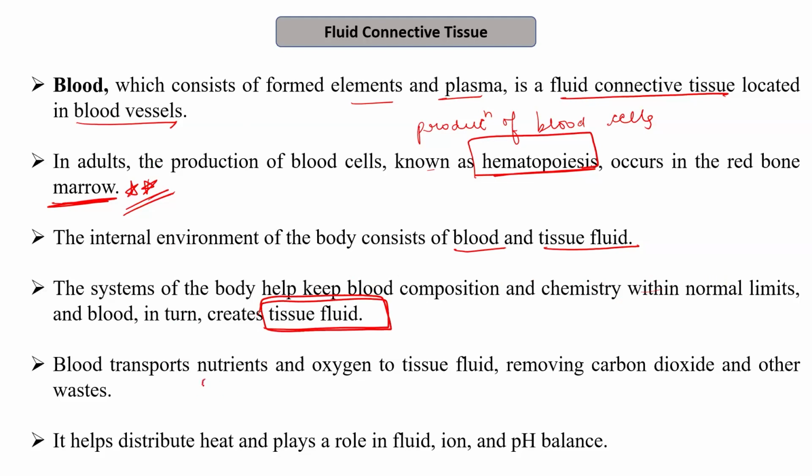What is the function of blood? Blood transports nutrients and oxygen to tissue fluid, removing carbon dioxide and other waste. It helps distribute heat and plays a role in fluid, ion, and pH balance. So its main function is maintenance. It helps in homeostasis. There are two different terms, so don't get confused. The first is hematopoiesis, that is the production of blood cells. The second is homeostasis. Homeostasis means the maintenance of body temperature and body pH condition, etc.